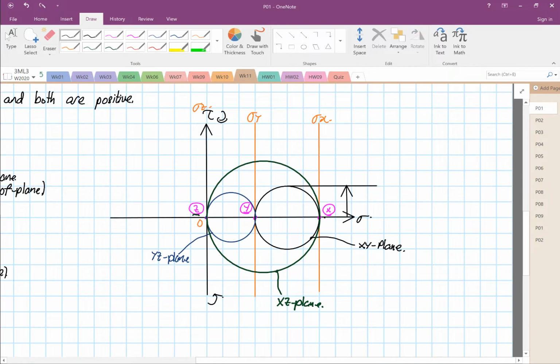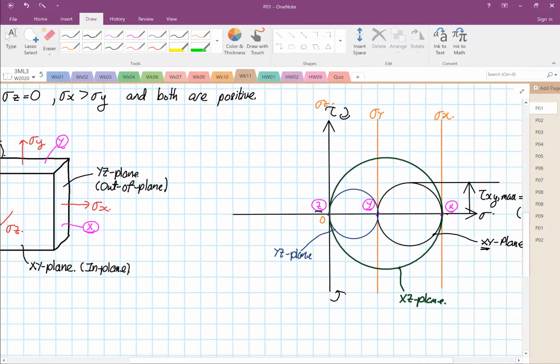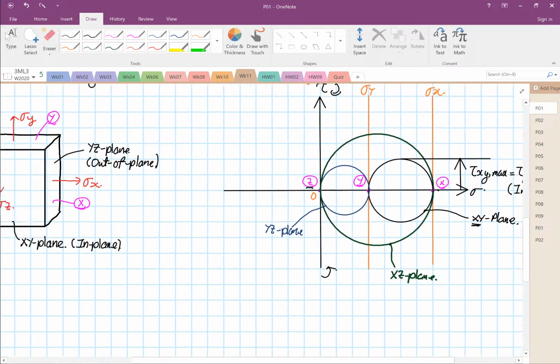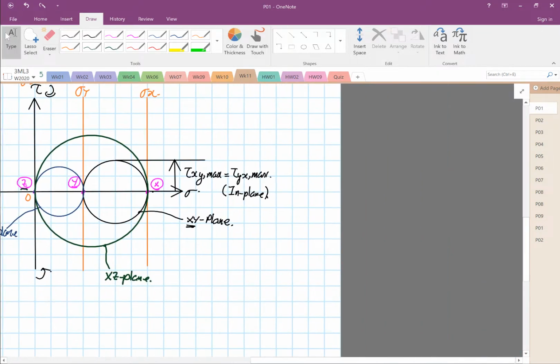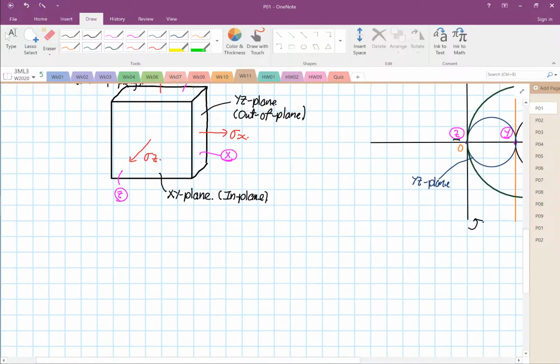This corresponds to our shear XY max, which is equal to our shear YX max, right? Because it's on the XY plane. Okay, and this is our in plane, right? Remember I told you guys that this is our in plane, the bigger surface area, right? The in plane. So this is our in plane.